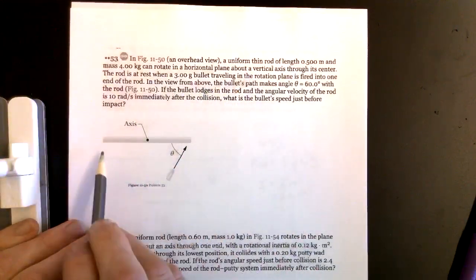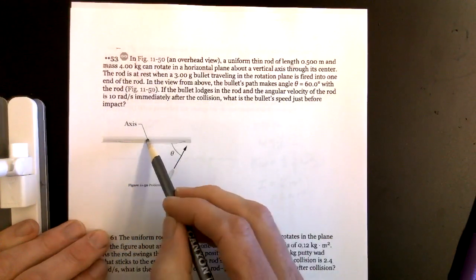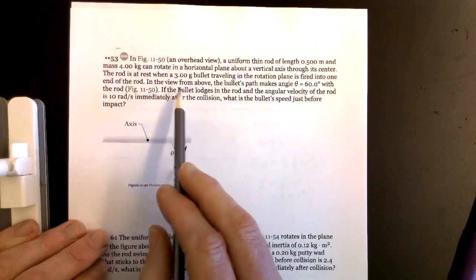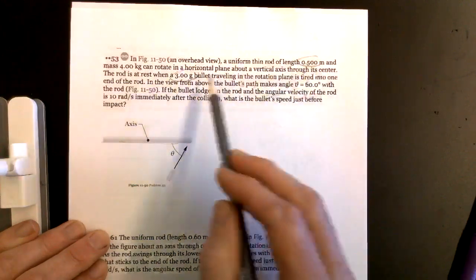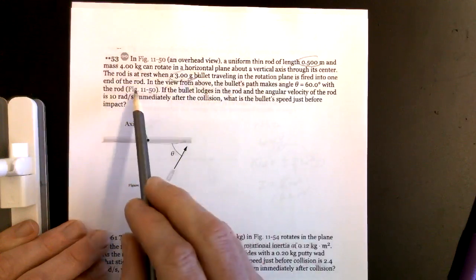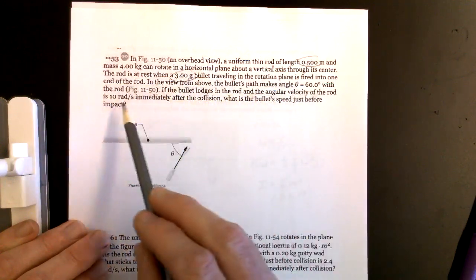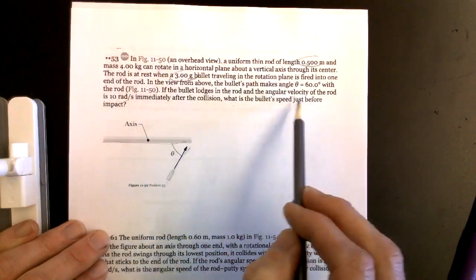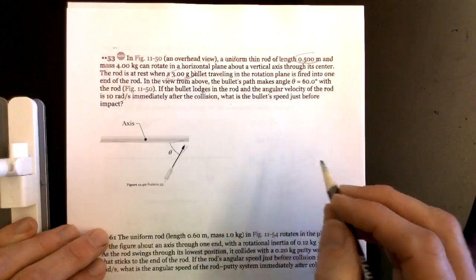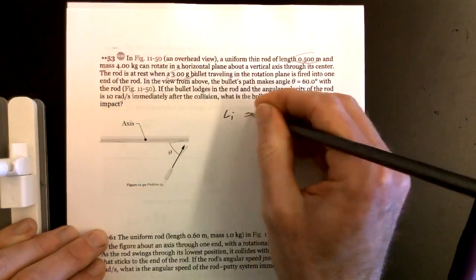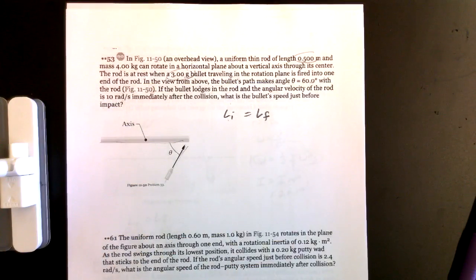Okay, so we have a thin rod of length 5 meters, can rotate about the center axis right here. And then there's a bullet, a 3-gram bullet. Probably want to change that to kilograms since this is in meters. It's nice to do things in kilograms. The view from above, the bullet takes this path. The bullet lodges in the rod. The angular velocity is this after the collision. What's the bullet speed just before impact? Yeah, so this is pretty doable. This is a conservation of angular momentum idea. So we have the initial angular momentum is going to be the final angular momentum. The initial angular momentum over here is just that of the bullet.